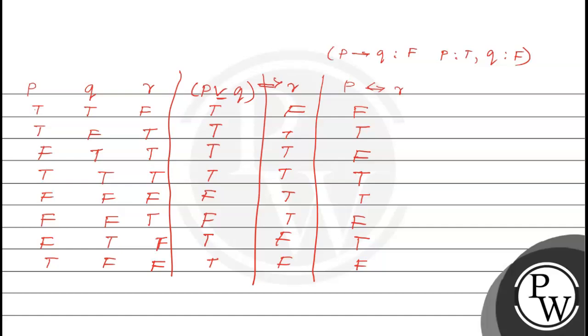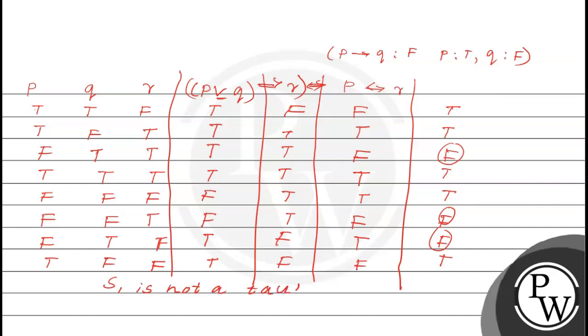Now we are going to take the final if and only if of P if and only if R and the previous statement. So on taking the final if and only if truth table, we will get the values as true, true, false, true, true, false, false, true. So this is what we got on final calculation. Here we can clearly see that there are a few false values in between. Therefore, clearly statement 1 is not a tautology.